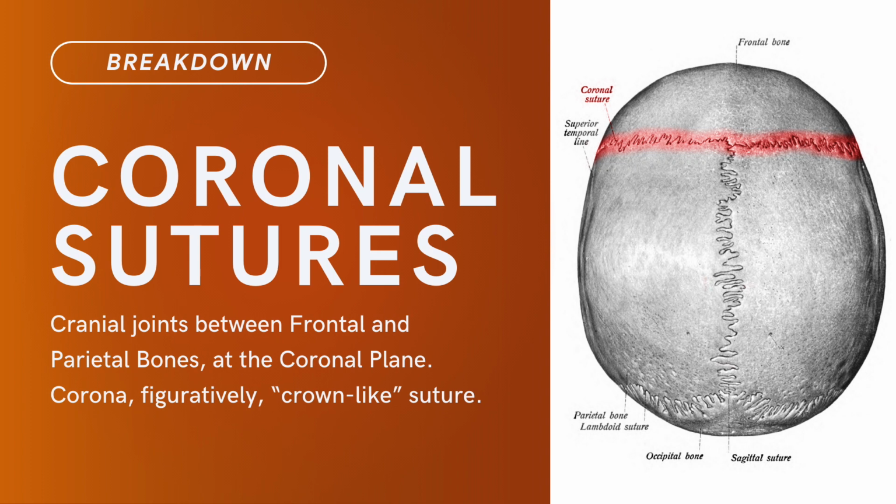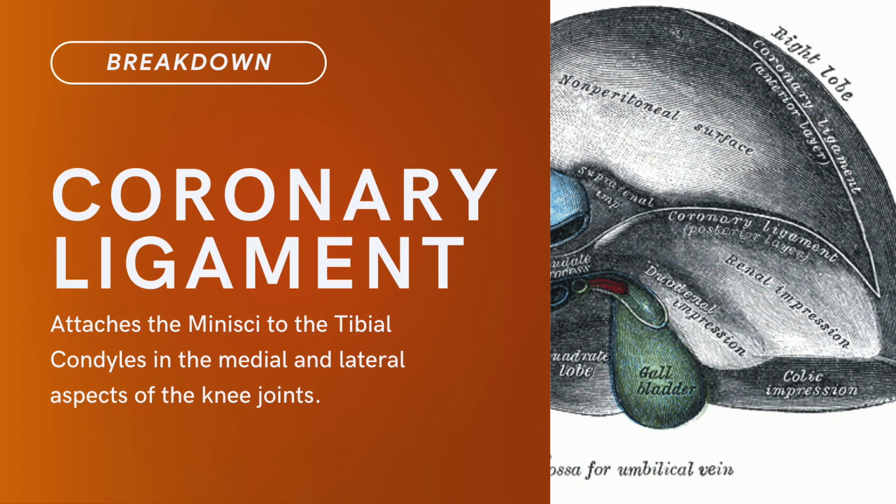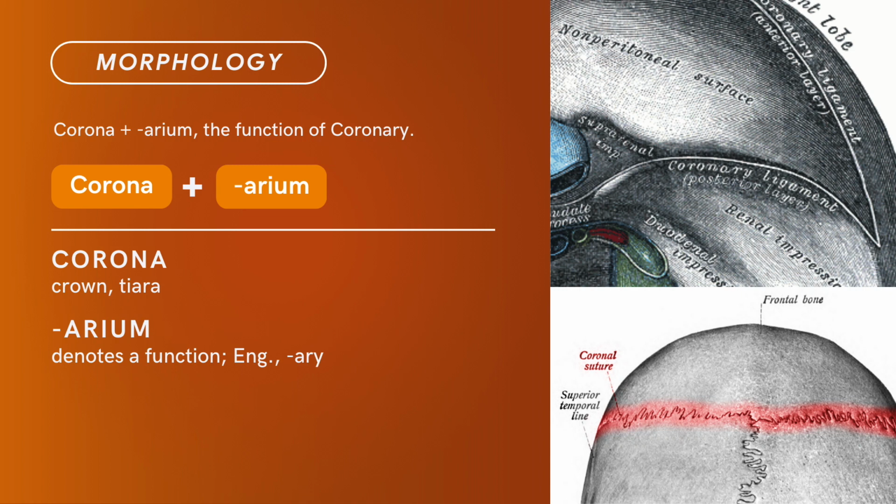Compound term, coronal sutures. Brief definition: the cranial joint between the frontal and the parietal bones at the coronal plane became the coronal sutures, figuratively crown-like sutures. Related term, coronary ligament. Brief definition: attaches the meniscus to the tibial condyles in the medial and lateral aspect of the knee joints. Term morphology: corona plus arium. The function of coronary. Corona means crown or tiara. Arium denotes a function or a location. There you have it, coronal sutures or coronary ligament.